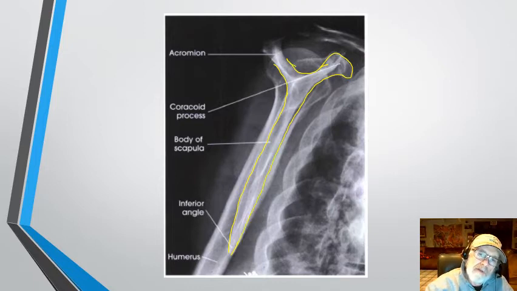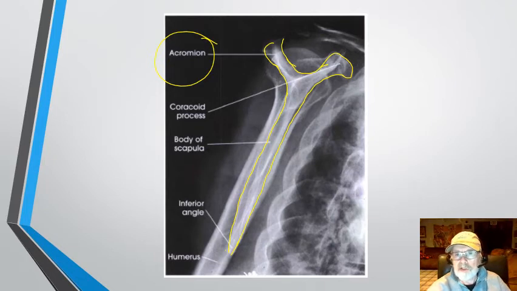And here's a good old friend, the acromion, coming up in here. Here's the coracoid process right there. Here's the body of the scapula, inferior angle. Now, interesting thing, this is a not uncommon view for people to get when they're looking for a shoulder dislocation. And why? Here's the scapula. And you see what it looks like?